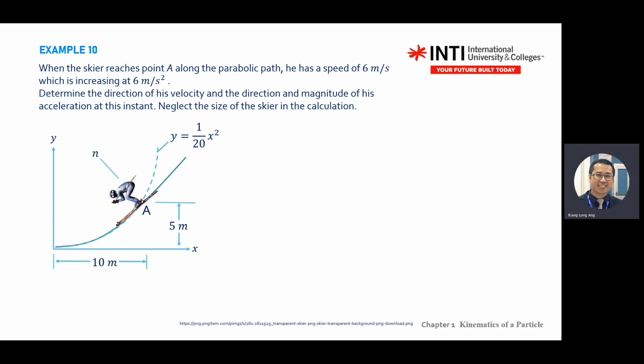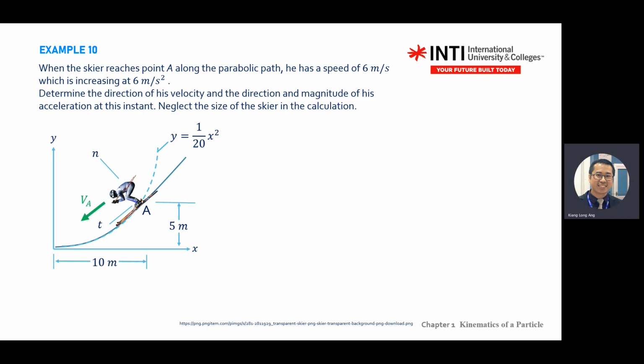First, copy the picture into your solution. Then draw the normal and tangent directions. Where is the direction of normal? Always pointing inside the curve. Tangent always follows the object direction. This object moves from top to bottom, so it should be pointing down, not up.